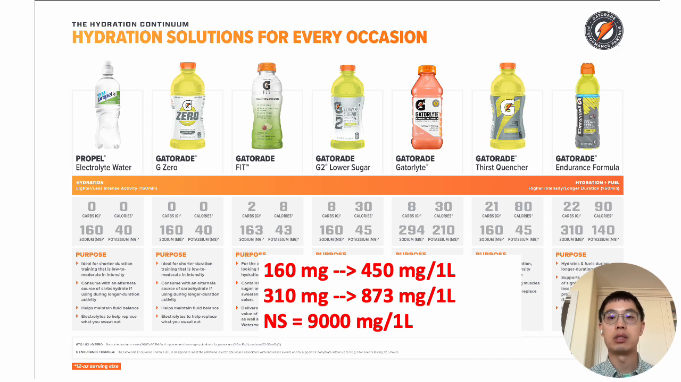Here are the differences in sodium concentrations between the various hydration solutions that Pepsi Company, the manufacturer of Gatorade and Propel, put in their electrolyte solutions. This ranges from 160 milligrams to 873 milligrams per liter, compared to the 250 to 2,000 milligrams per liter that we are losing from sweat. These solutions do help to prevent dehydration and allow replenishment of sodium that is lost through sweat.